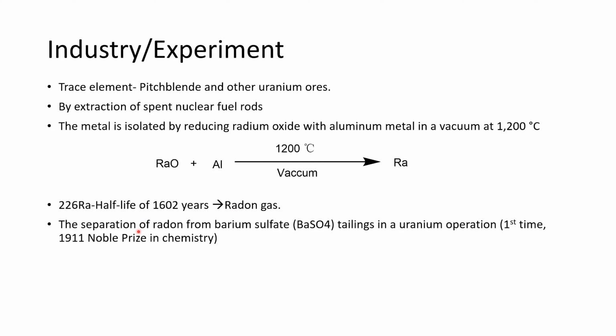So the first time people got pure radium, Dr. Marie Curie got pure radium from barium sulfate. So because of this work, she got the Nobel Prize in 1911.